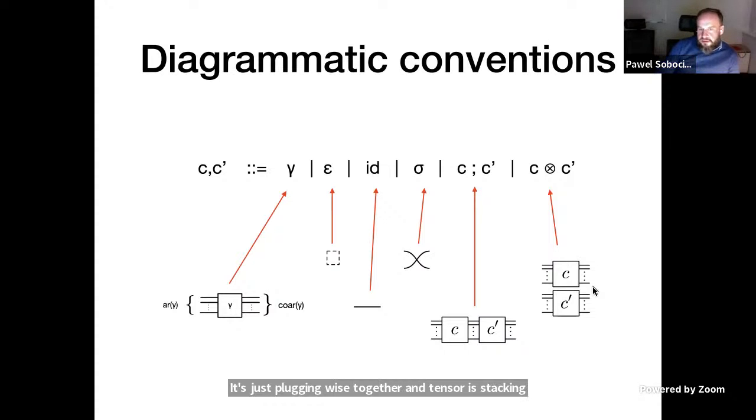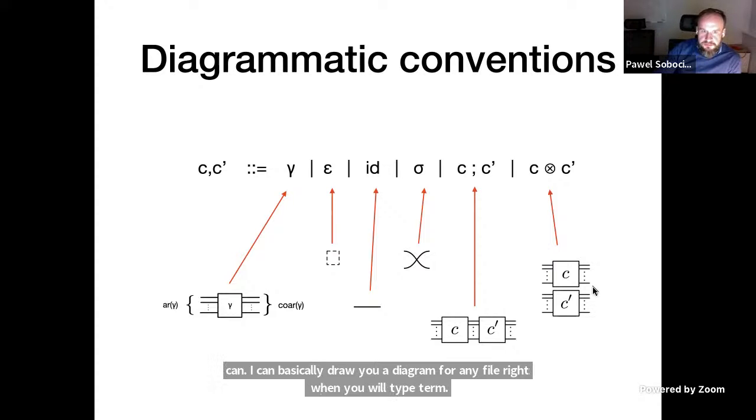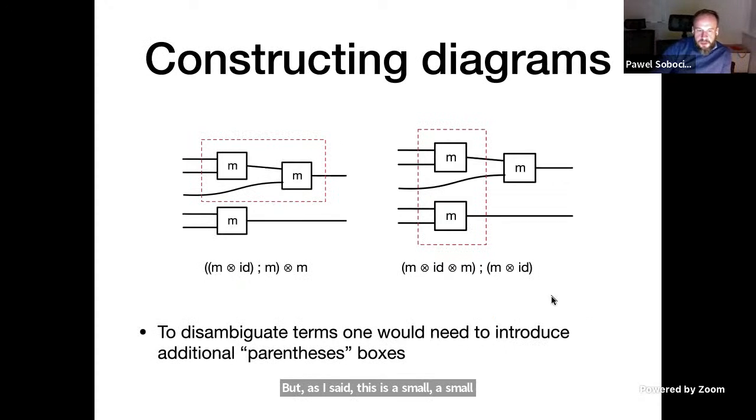Using this diagrammatic convention and the recursive structure of terms, I can basically draw you a diagram for any term, or any well-typed term, but as I said, this is a small technicality. But of course, you're going to draw diagrams that look very similar to other diagrams that are obtained from non-equal terms, right?